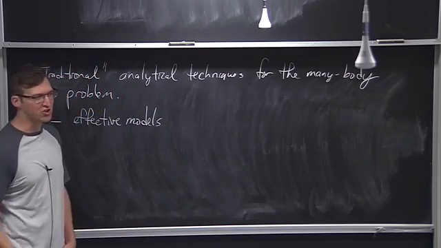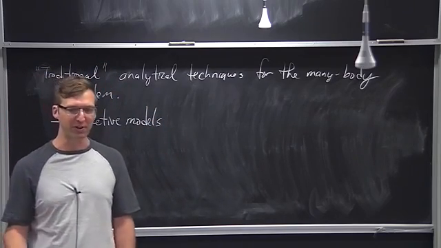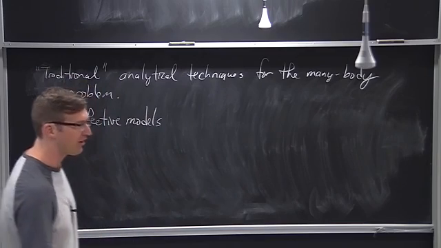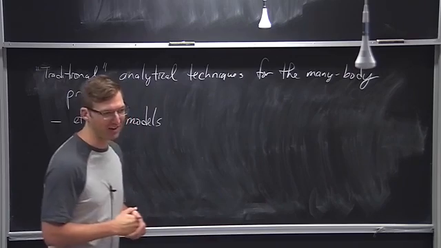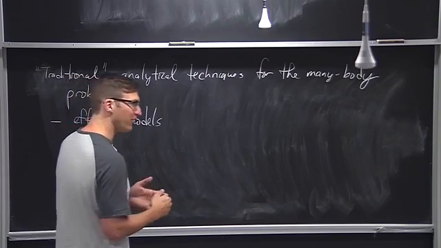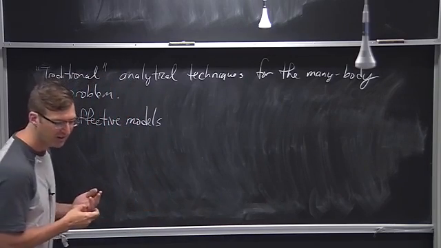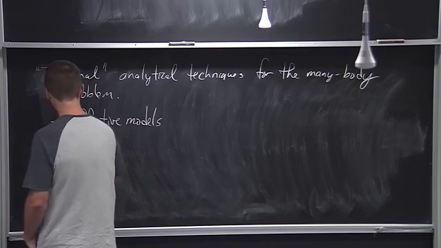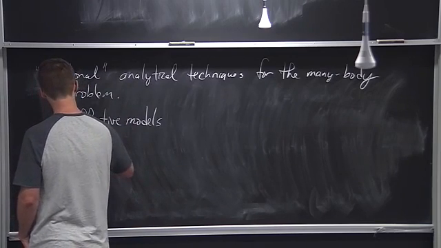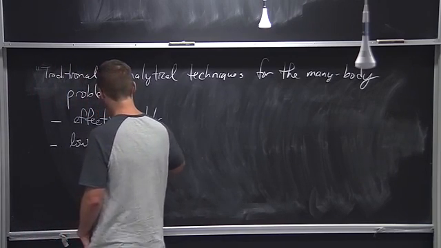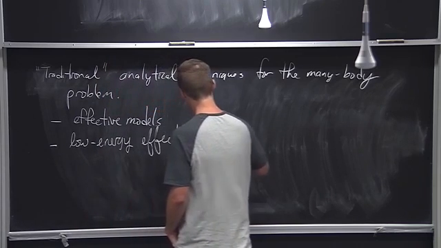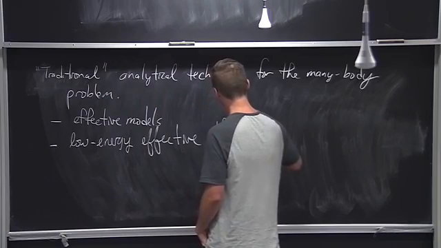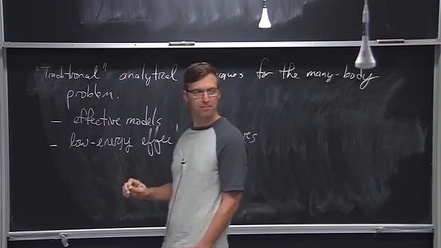Effective models means you're stripping away a bunch of the degrees of freedom that you don't really care about, like all these electrons in the valence band, or something like that, right? All the ions in the metal that you don't care about. Low energy effective theories, okay, of these models. This is where your field theories come in.